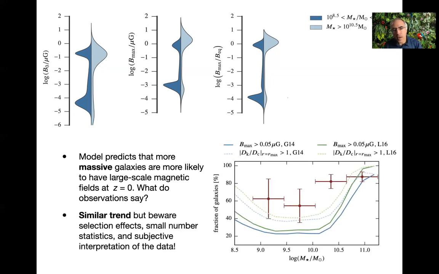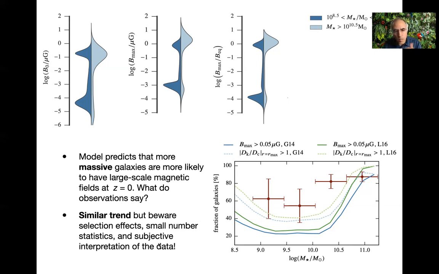What do the observations say? Well, if we plot here the fraction of galaxies in a given mass bin that have an observed large scale field, there's quite a bit of uncertainty, but the trend with our model, which is shown by the lines, is similar. So you do expect to more commonly get a large scale magnetic field in nearby galaxies if the galaxies are more massive.